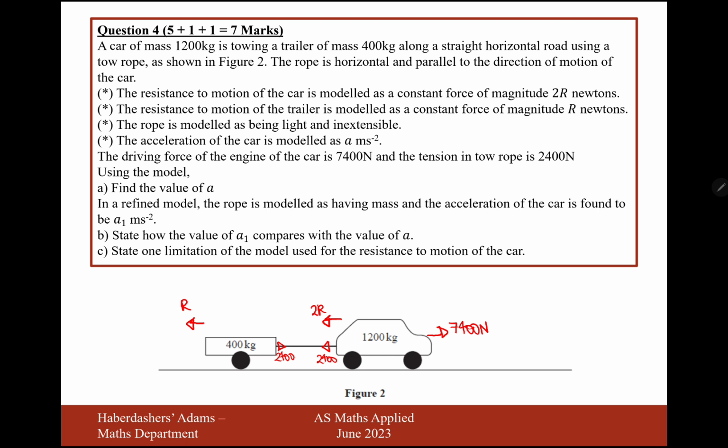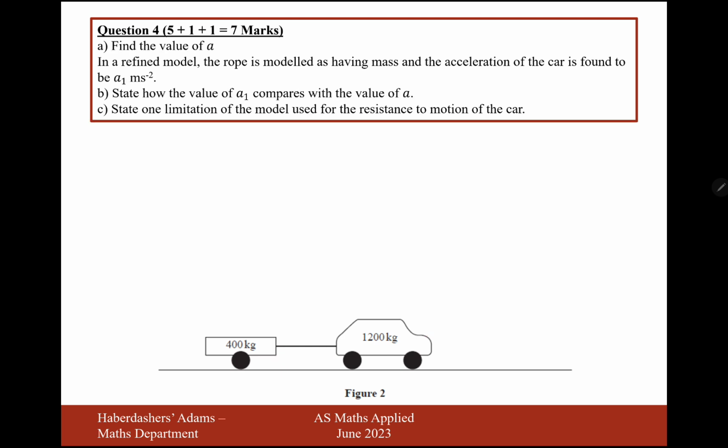Okay, let's reset the diagram. So let's add that back on. So 7,400. We had 2,400 here, 2,400 here. We had resistance to motion of r and resistance to motion of 2r. Okay, so we want to find the acceleration a of the whole car.